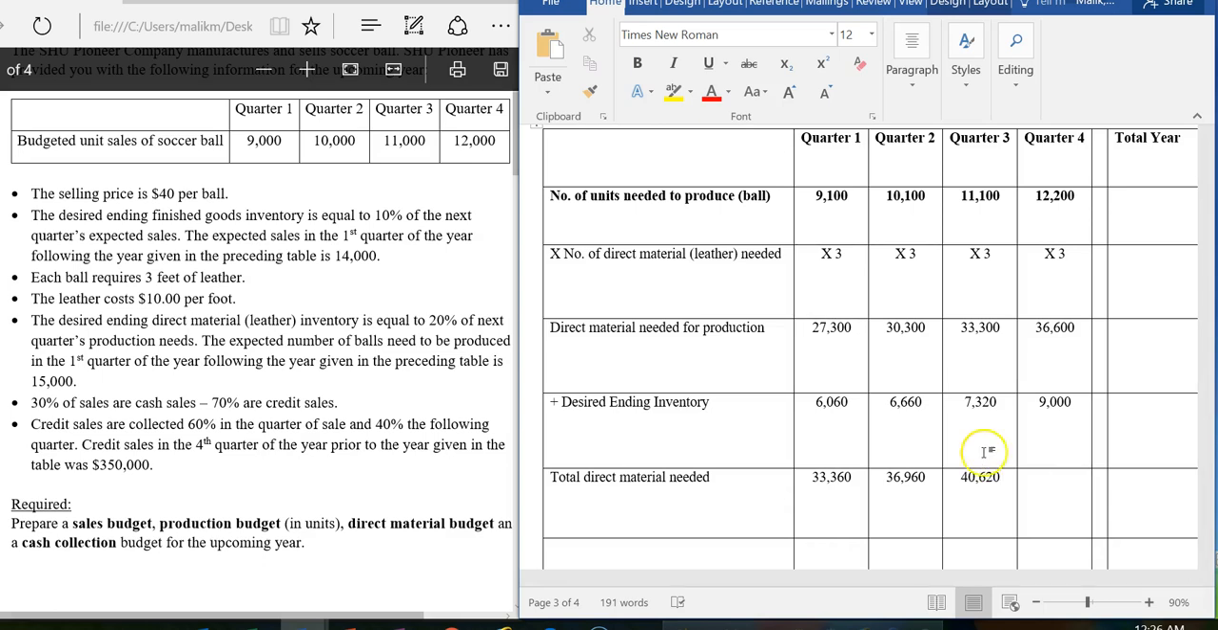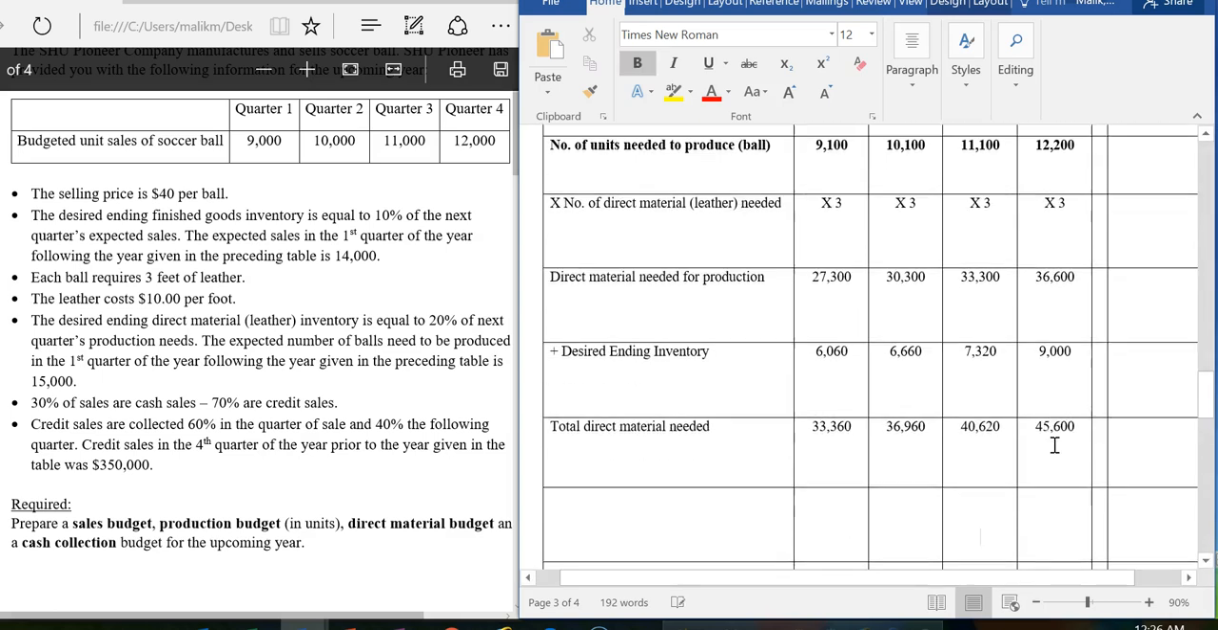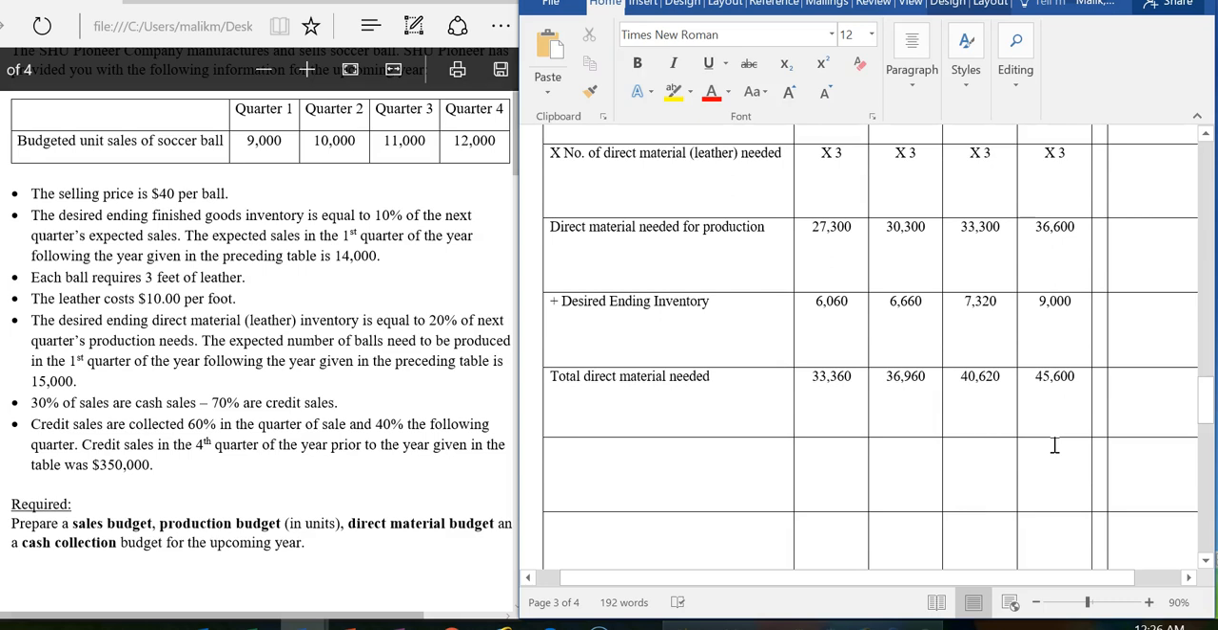For Q4, their need is 36,600 to meet the sales demand, and they also want to keep some ending inventory, 9,000. So let's add this: 36,600 plus 9,000, which will give you 45,600. Right. Now we will subtract the beginning inventory. Because for beginning inventory, they already have those leathers, so they don't need to buy that leather again.